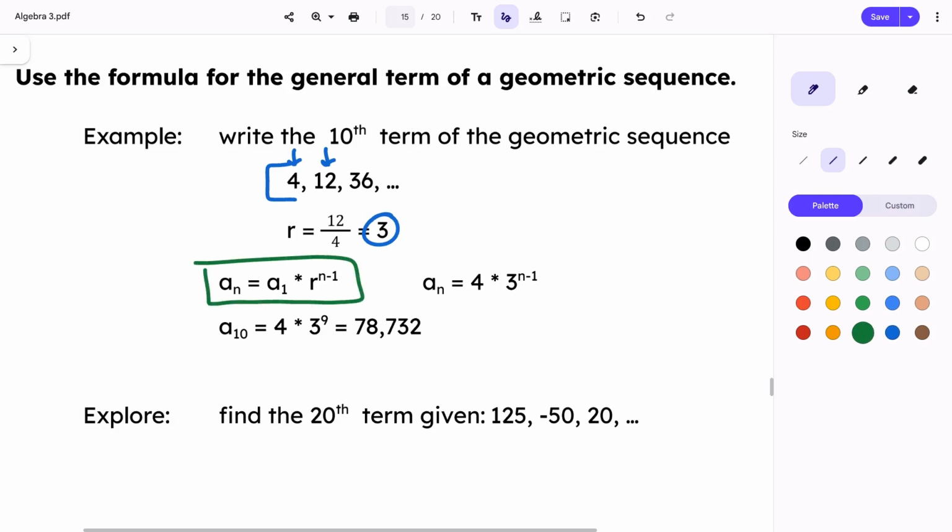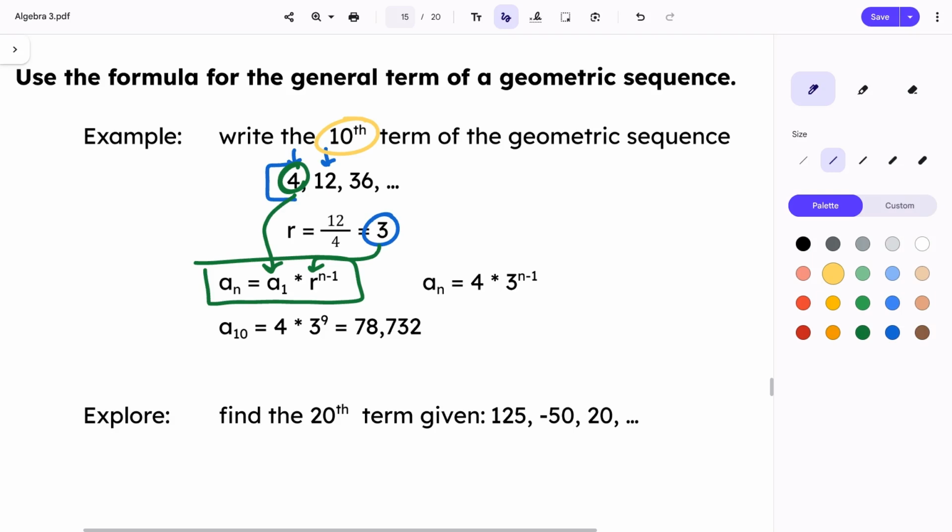Remember, A1 stands for the first term of your sequence, which is the 4. So this 4 goes in for A1. We just found our common ratio to be a 3. So that goes in for R. And then the N minus 1 piece, all you have to do is plug in N. N is going to represent the term they're wanting you to find. They're wanting me to find the 10th term for this problem. So 10 would be your N.